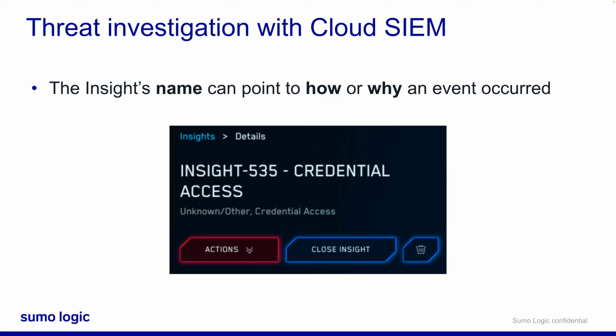The insight's name is going to point us to how the event occurred or why the adversary is behaving that way. So for example, a tactic name like discovery or persistence might show us the reasons the adversary has. Similarly, a tactic name like initial access or execution might tell us a little bit about the methods the adversary used. These names are just starting points, which is good, and we may need to revise our hypothesis as we continue our investigations.